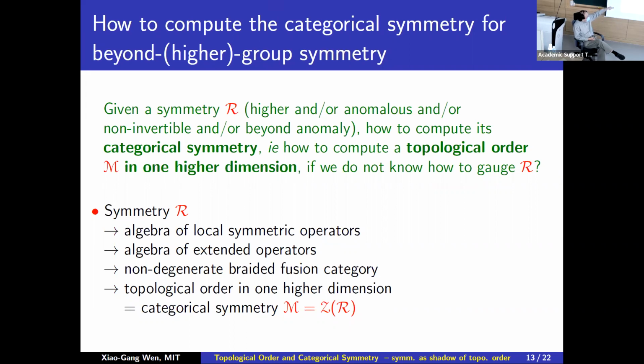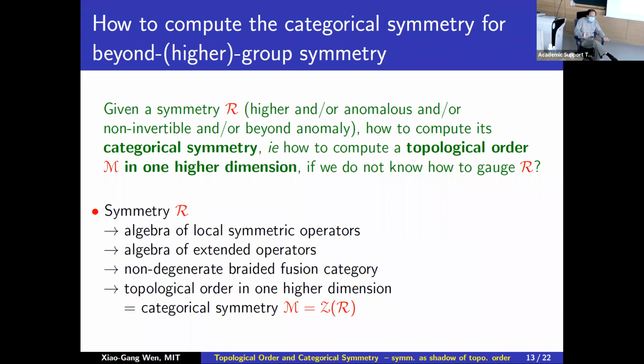So from here, actually, you can extract the symmetry. I denote both the symmetry and algebra using R, because these two are really almost the same. Then what is the idea? The idea is that although this is an algebra of local symmetric operators, this algebra contains extended operators.